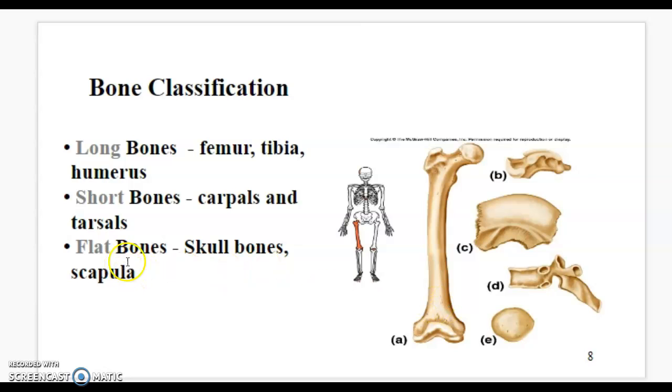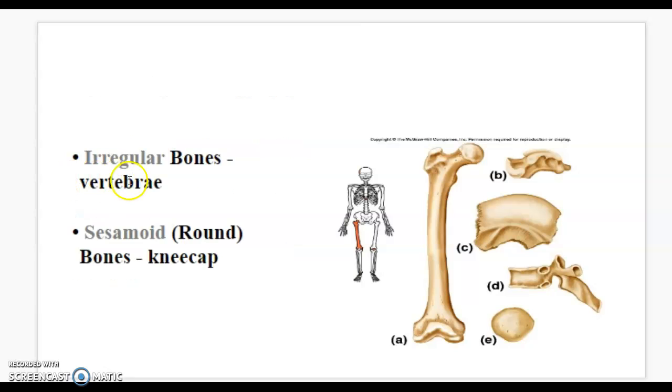Flat bones could be any of the bones in your skull, not your face, but your skull. Also your scapula, which is your shoulder blade. Irregular bones, you have a lot of irregular bones in your face, but your vertebral column, all of your vertebrae are irregular bones. And then you have one sesamoid or round bone, and that is going to be your kneecap.